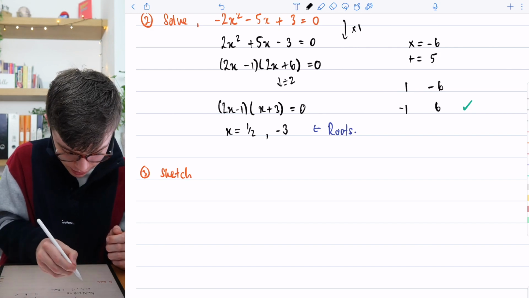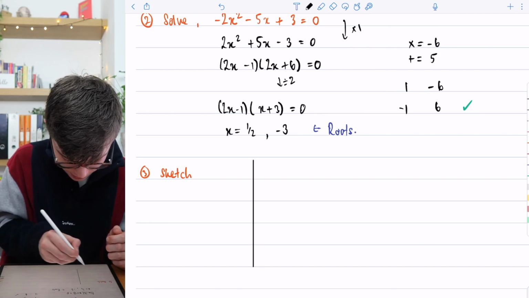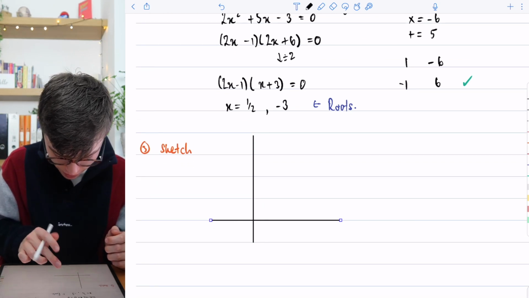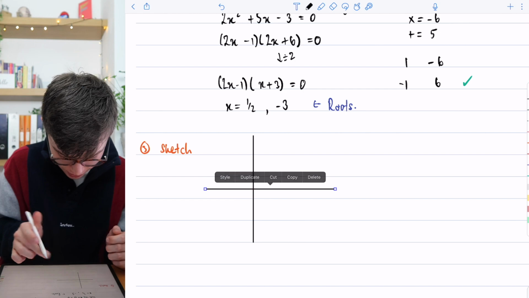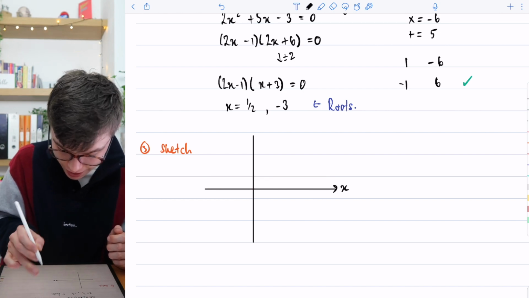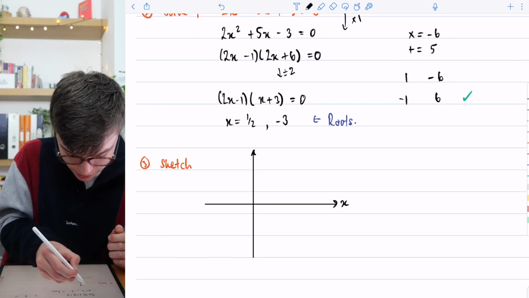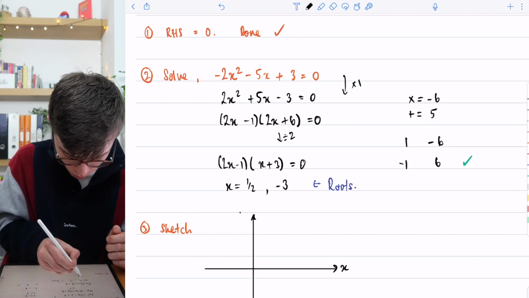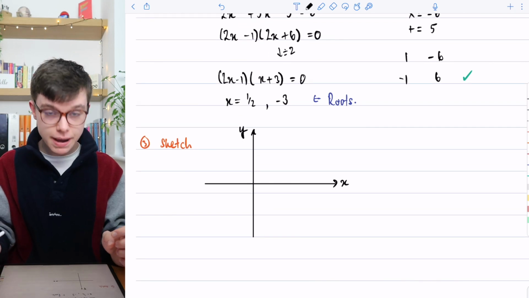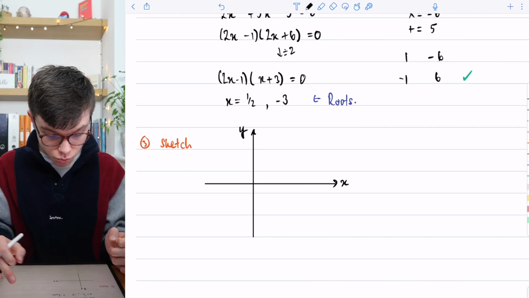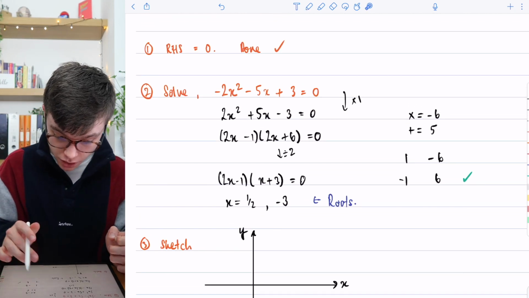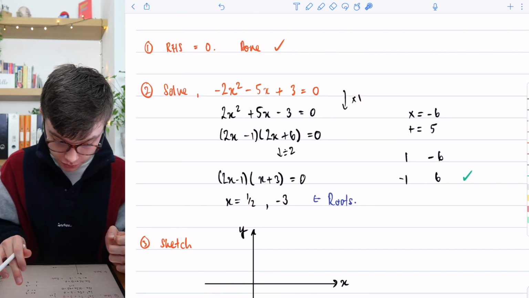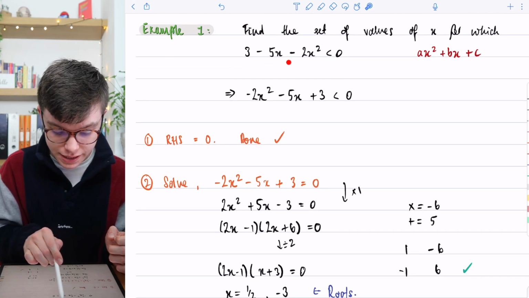So if I draw myself an x and y axis, and I'm just going to move that up a little bit so we've got it kind of in the middle there, and this is my x, and then this is my y equals. Okay, so there's my x and y axis, and originally we had a negative quadratic.